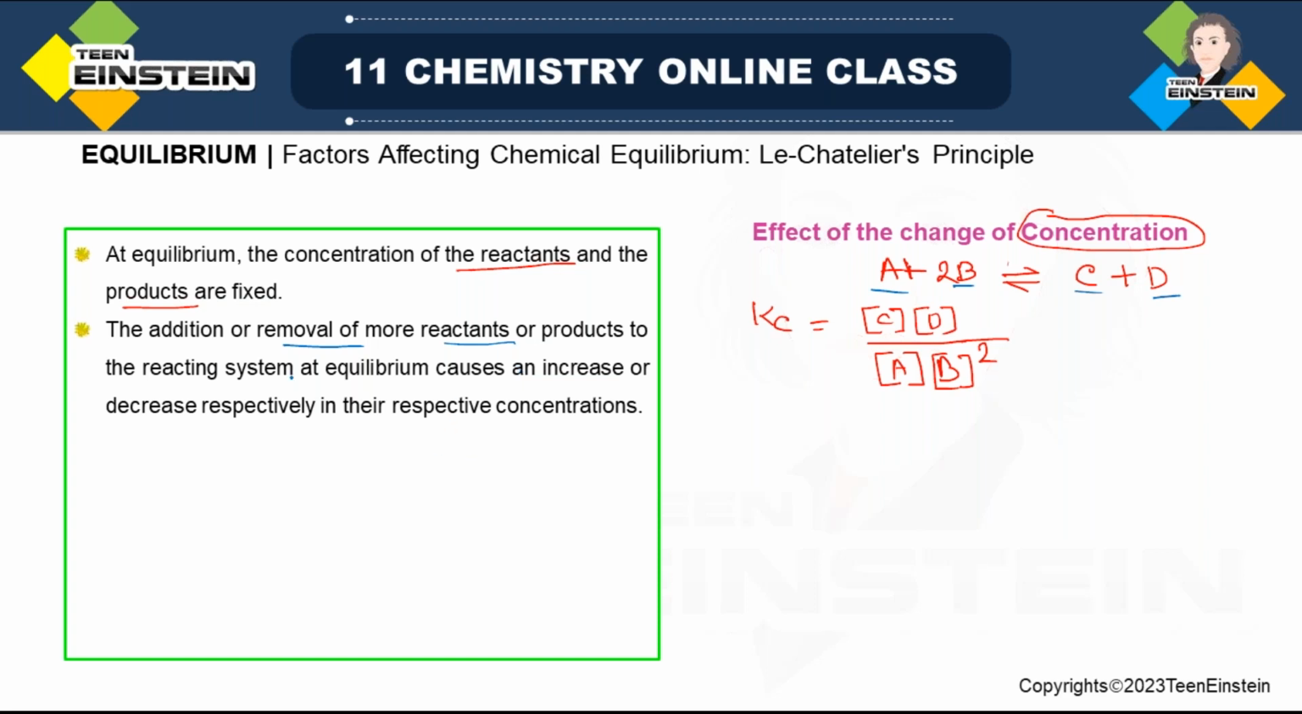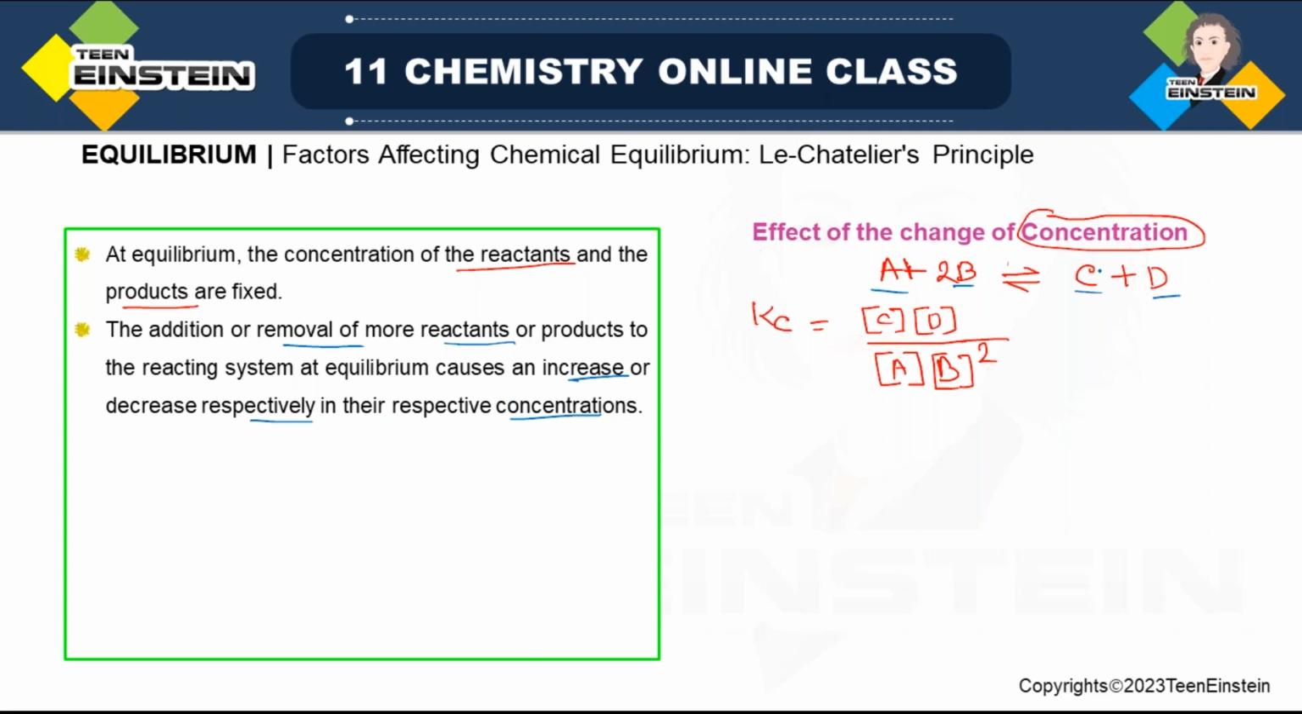Then at equilibrium there will be increase or decrease respectively, that is, addition or removal of more reactants or products to the reaction system at equilibrium causes an increase or decrease respectively in their respective concentration.